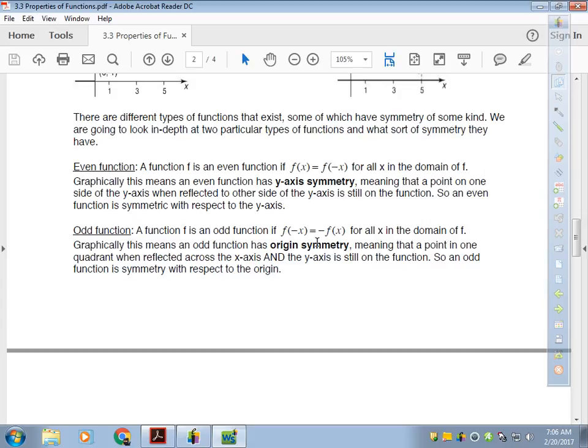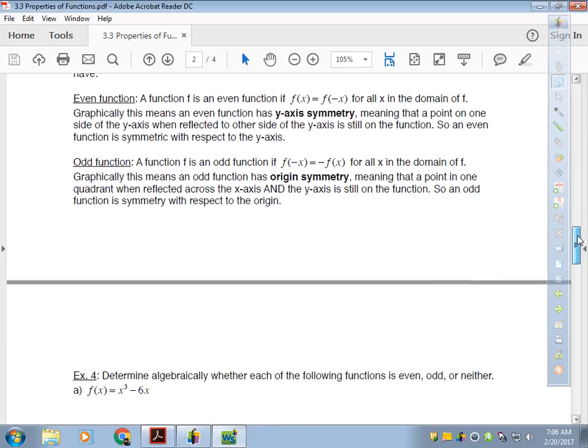If a function has origin symmetry, which means f of negative x equals negative f of x, then we call that an odd function. So odd functions, origin symmetry. An easy way to remember this second one here is that origin starts with O, odd starts with O. Since they both start with O, they go together. So origin symmetry, odd. For even, you just have to remember even is y-axis. Okay?